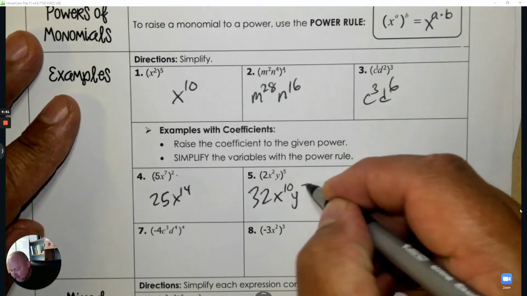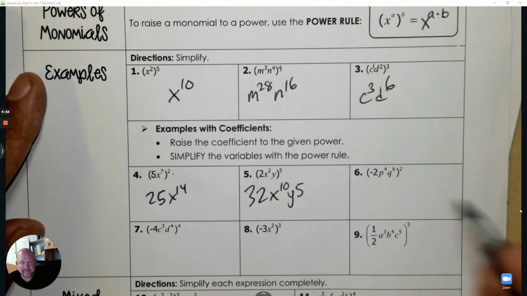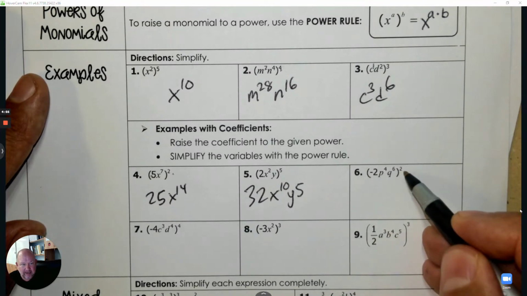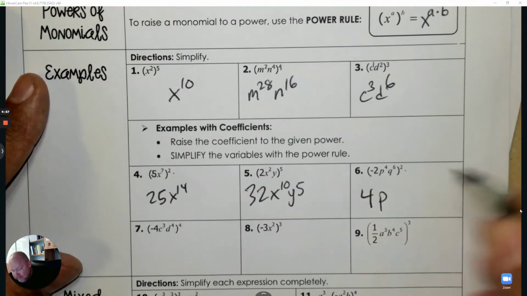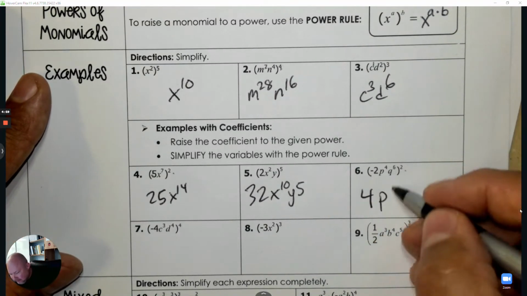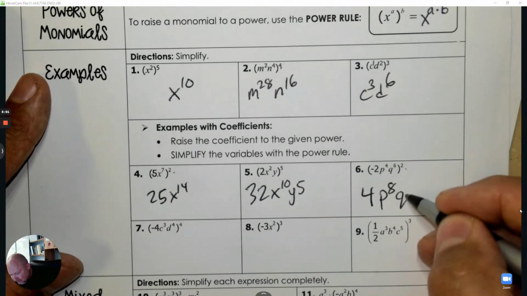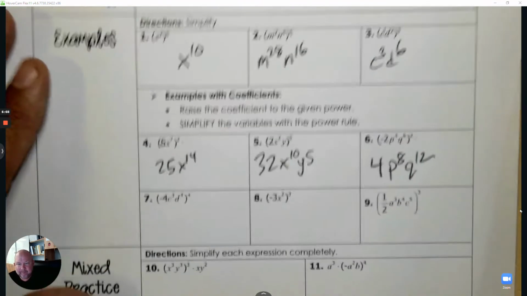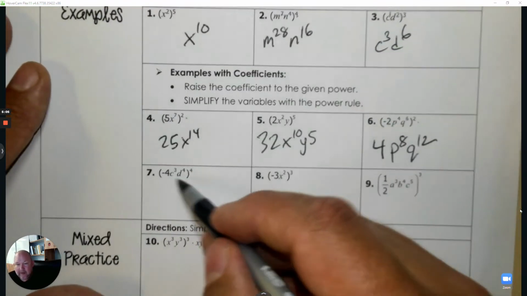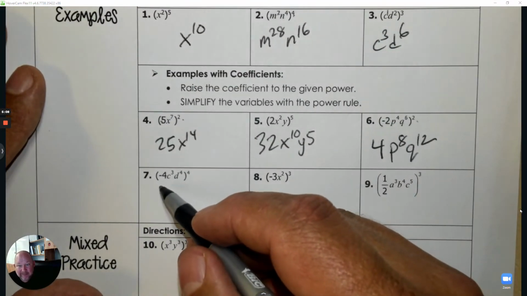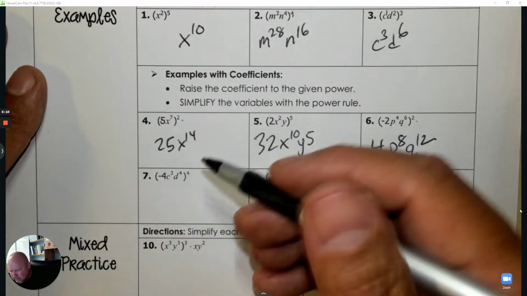Showing my fingers to no one. Multiply to get the exponents. Negative 2 times negative 2 is positive 4. And then multiply the exponents. 4 times 2 and 6 times 2. Oh, good one. Negative 4 times negative 4 times negative 4 times negative 4. Man.